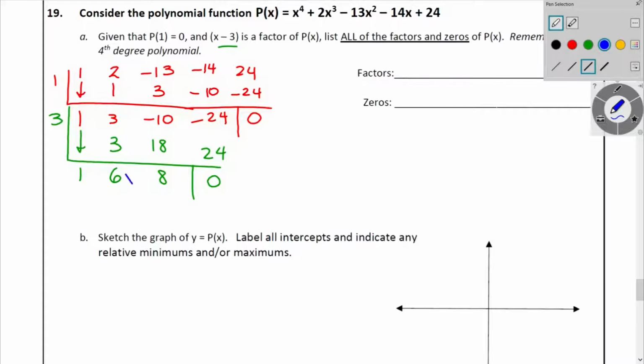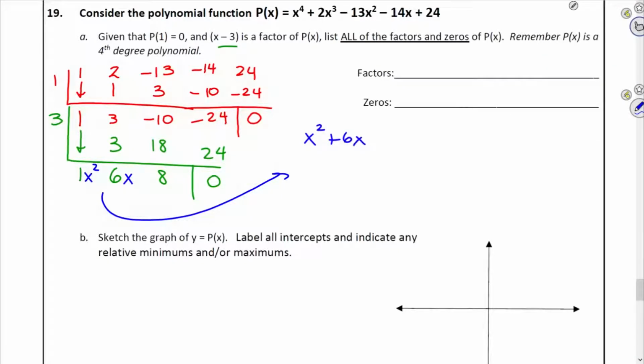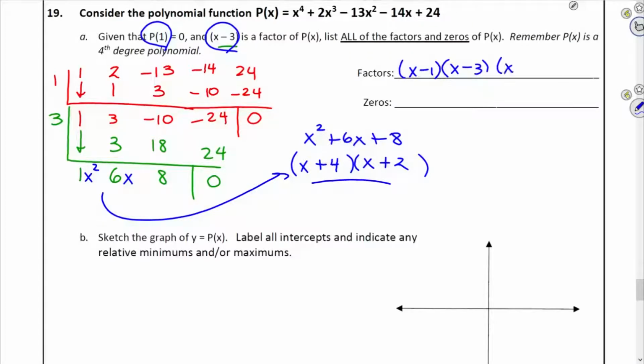It's 1, 6, and 8, so I get x squared plus 6x plus 8. And this is factorable. This is the simple ABC method. What two numbers multiply to be 8 and add to be 6? It's plus 4 and plus 2. So all of the factors are, starting with this one, x minus 1. I then get x minus 3. And the 2 I found down here, x plus 4 and x plus 2.